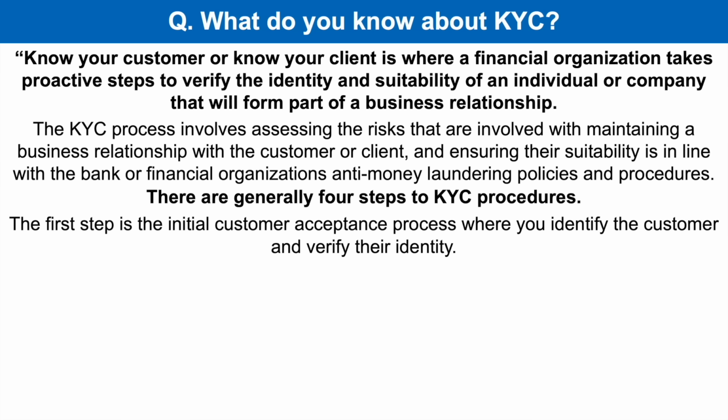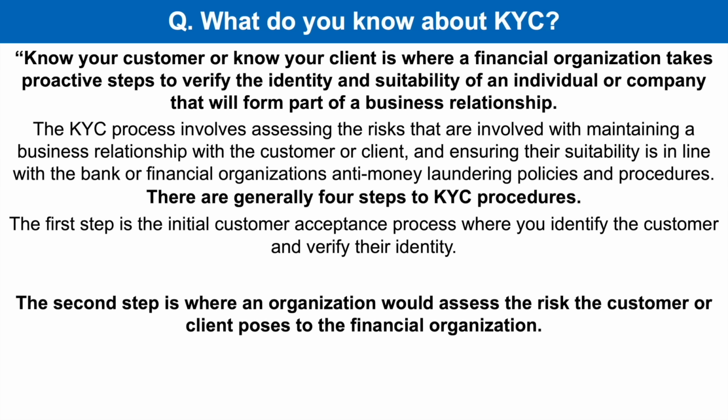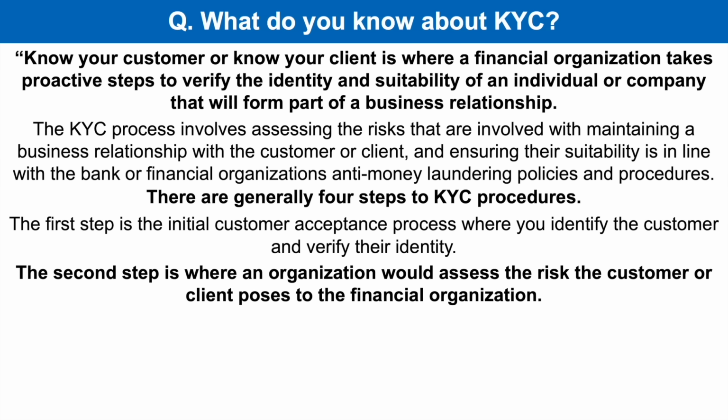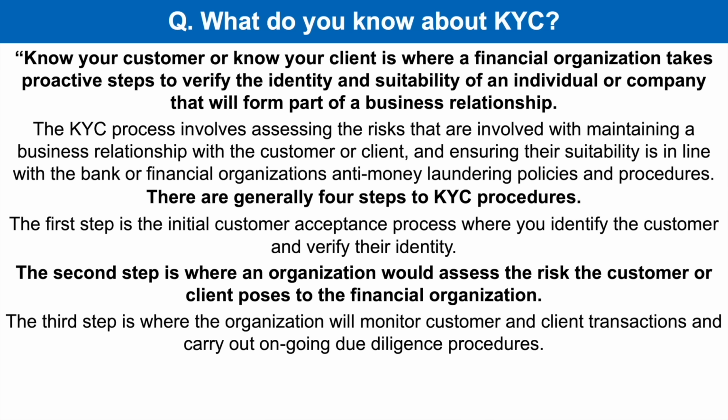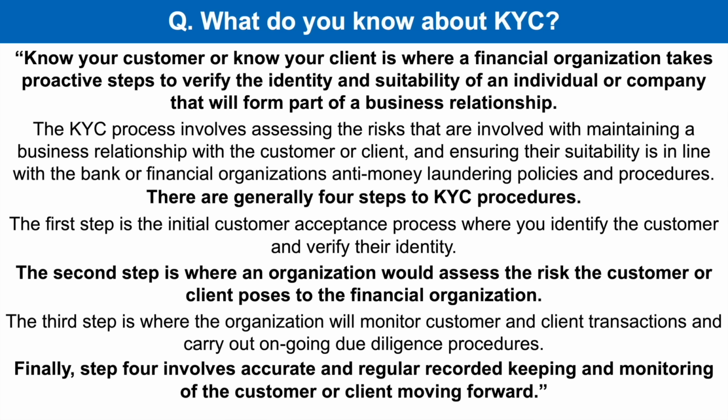The first step is the initial customer acceptance process, where you identify the customer and verify their identity. The second step is where an organisation would assess the risk the customer or client poses to the financial organisation. The third step is where the organisation will monitor customer and client transactions and carry out ongoing due diligence procedures. Finally, step 4 involves accurate and regular record keeping and monitoring of the customer or client moving forward.